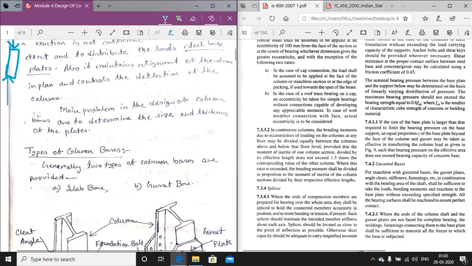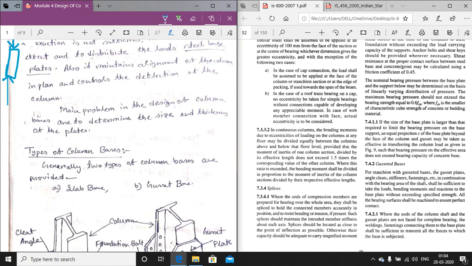Now what is the main problem in the design of a base plate? Two values are unknown: the area, that is the size of the bearing plate, and the thickness of the bearing plate. So in the design of the column bases, we will try to find out the size and the thickness of the column base.